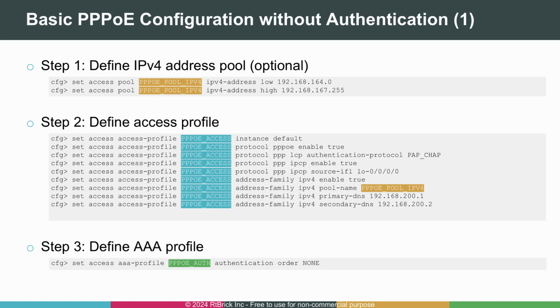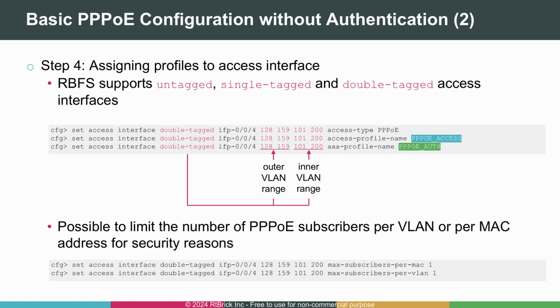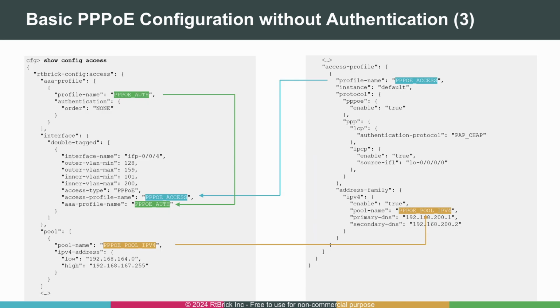Thirdly, an AAA profile must be created that, in the simplest case, accepts all subscribers without any further inspection. Finally, an access interface is configured on the corresponding physical interface with the associated VLAN range. The access protocol is set to PPPoE and both the access profile and the AAA profile are bound to it. Looking at the configuration in JSON format allows us to better understand the dependencies between the individual building blocks.